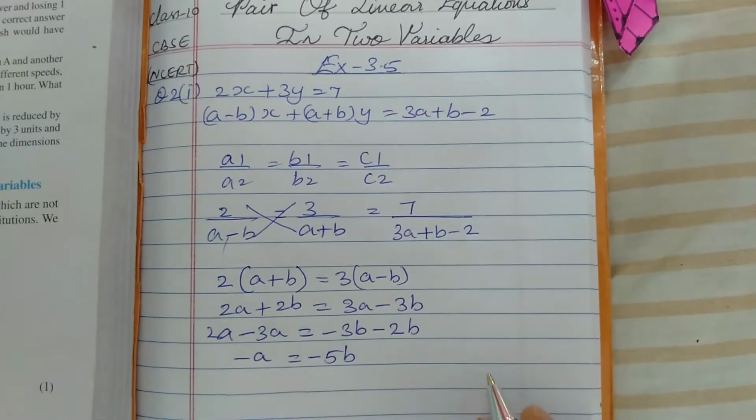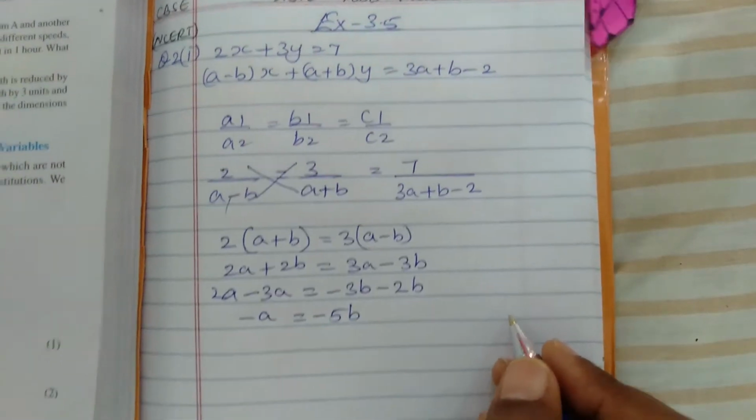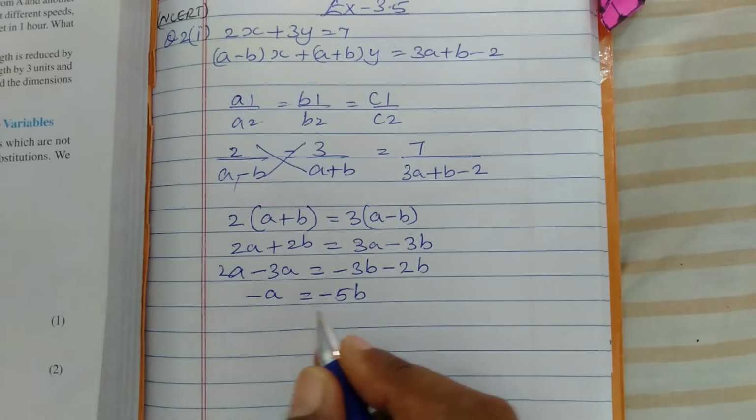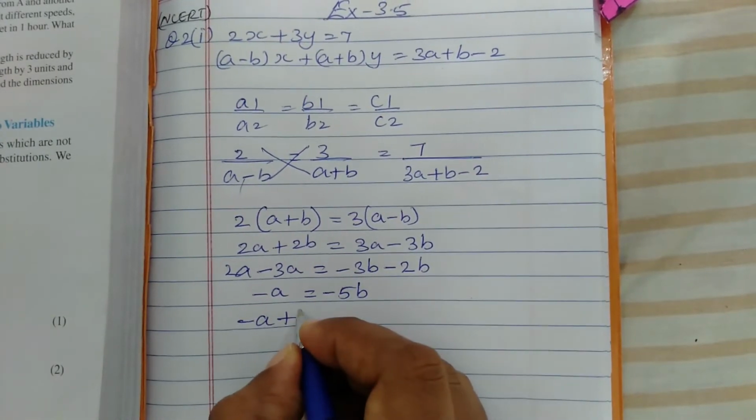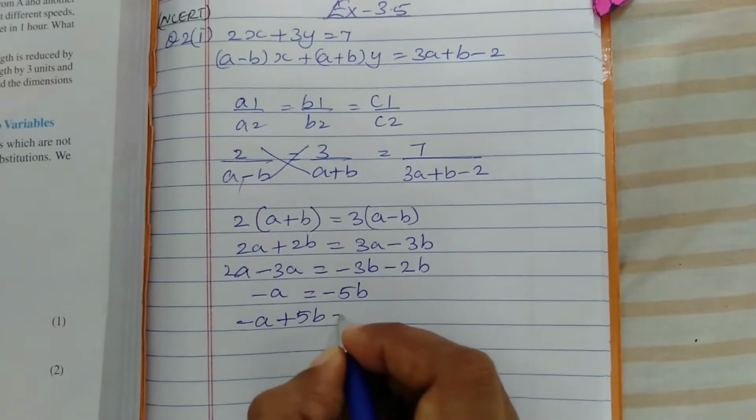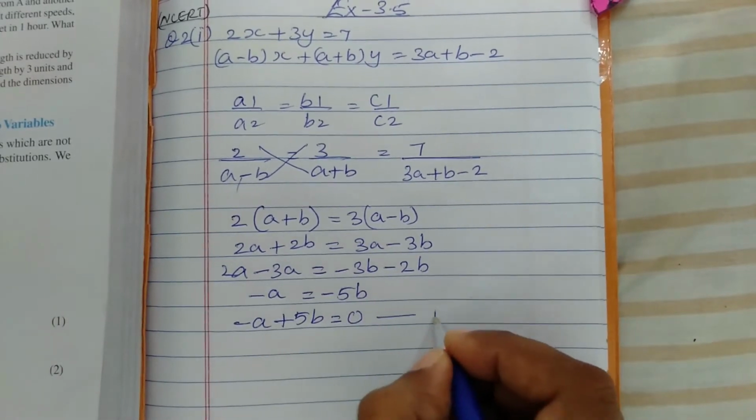Now we have to bring it to an equation form, so let's move 5b to the left hand side. So minus a minus 5b becomes plus 5b on the left hand side is equal to 0. This is your first equation.